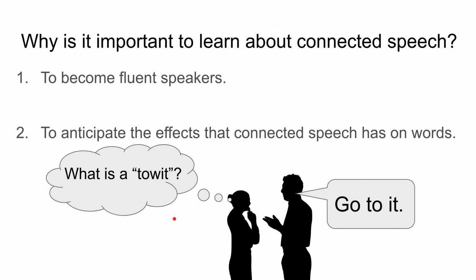Okay, there are two reasons to learn about these effects, about adding the Y and the W. One, to become fluent speakers and to be ready for that Y, that W sound being added. So for example, if your boss goes to you and he says, go to it, and you hear go w'it, what is w'it? Well, you might be confused because you're not ready to hear that W sound there. Okay, so this is an important reason to learn about that connected speech.